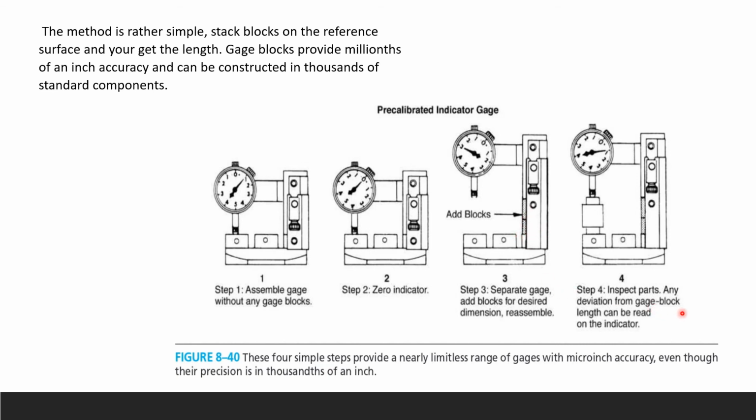And the third one, you're going to inspect the parts, as any deviation from gauge block length can be read on the indicator. Okay, so every time you stack it here, you can see your little hand is now moving from 0 all the way to here. And this is called your pre-calibrated indicator gauge. The calibration is already done, and we're using an indicator, so it's easier for us to read the measurement.